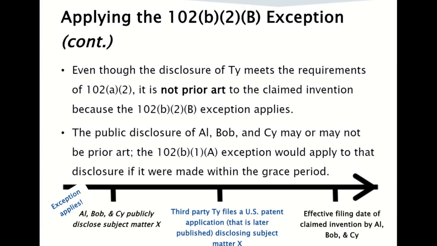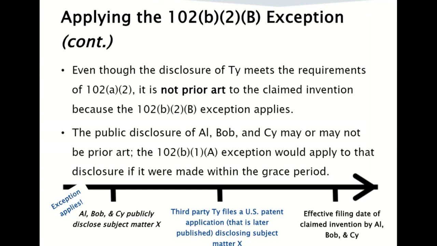Here's the most basic version of how this exception applies. In this example, before Al, Bob, and Cy filed a patent application, third-party Ty filed a U.S. patent application disclosing subject matter X. This would appear to qualify Ty's U.S. patent application as prior art. However, note that before Ty's patent application filing, Al, Bob, and Cy publicly disclosed subject matter X.